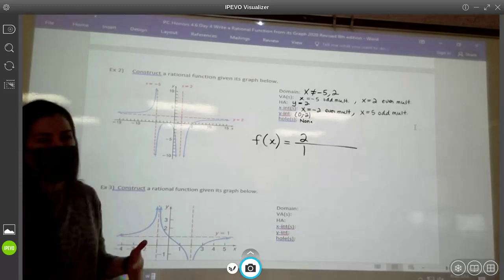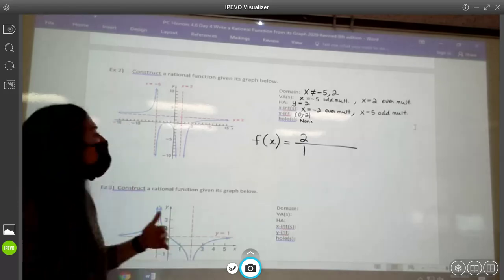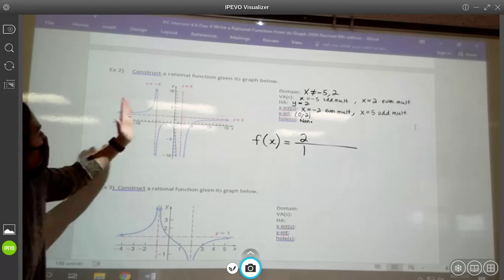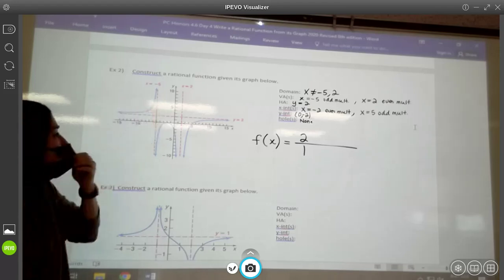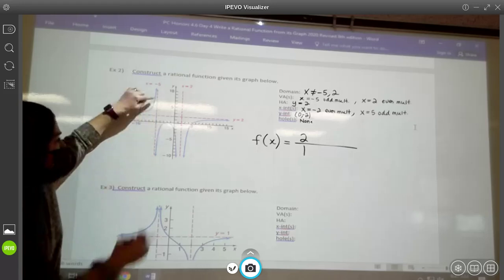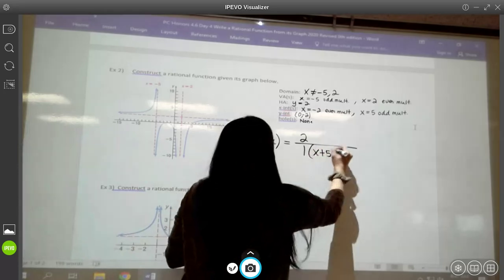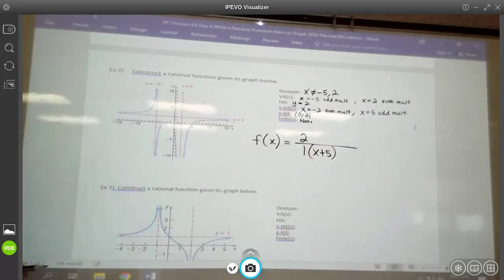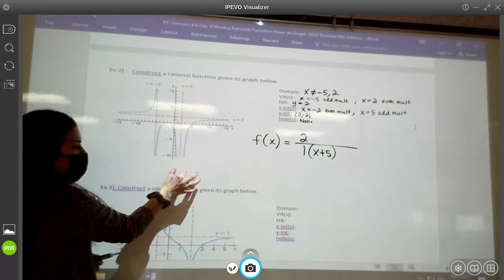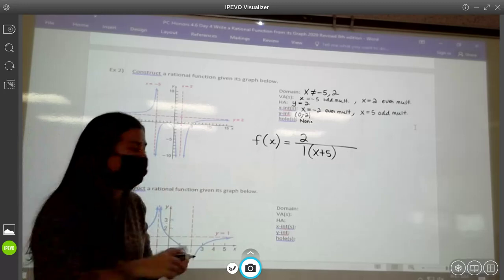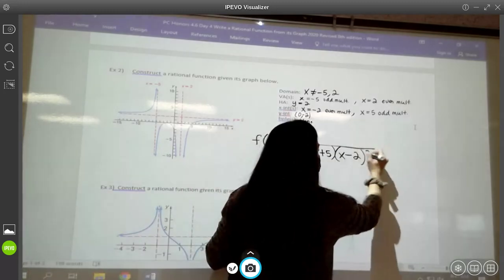All right, VAs, right? VAs come from factors in your denominator that did not cancel. So I would need a factor of x plus 5 to create this VA. And like I said, I would only need one factor because they go to opposite infinities. It had odd multiplicity. So I would definitely need one factor of x plus 5. And then I definitely have a VA at x equals 2, but it had even multiplicity. So I would need this one to be a squared factor, or x minus 2 squared.